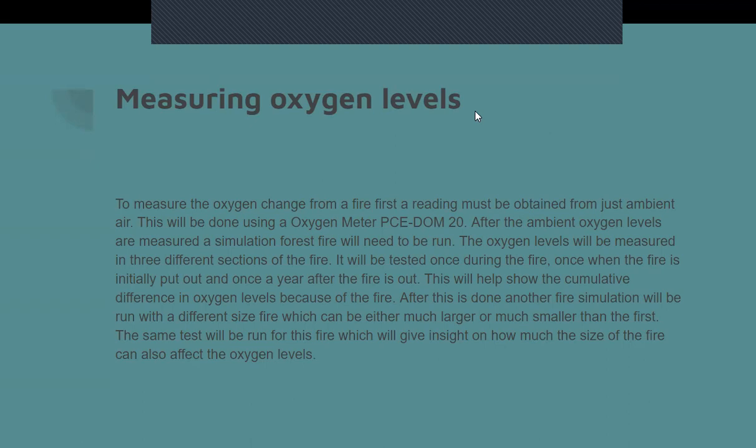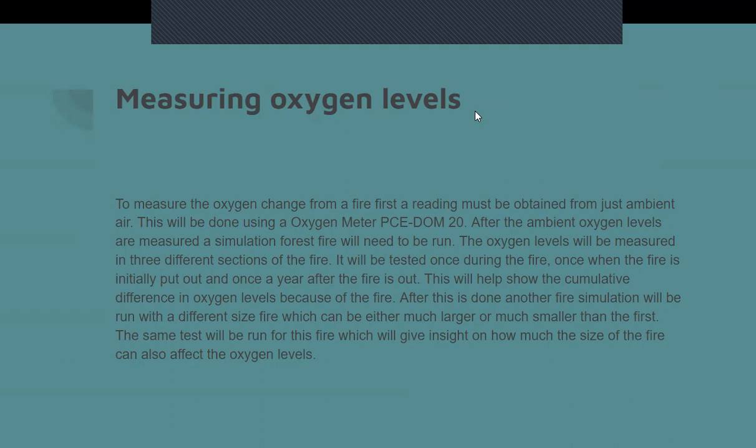The oxygen levels will be measured in 3 different sections of the fire. So initially it will be taken beforehand. Once will then be taken during the fire. Once will be as soon as the fire is initially put out, and then once a year later to see the long-term effects of the fire on oxygen levels. This will help show the cumulative difference in the oxygen levels because of the fire.